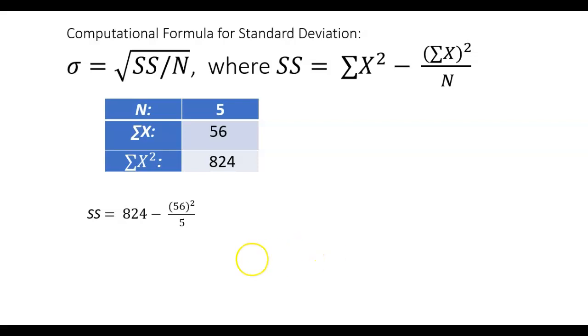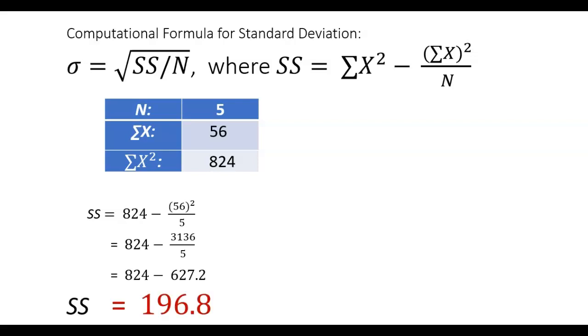Okay, so sums of squares, then plugging in the numbers. 824 minus 56 squared divided by 5. And I can carry out those values. I got the square of 56 was 3136 divided by 5. That was 824 minus 627.2. And my sums of squares value is 196.8.